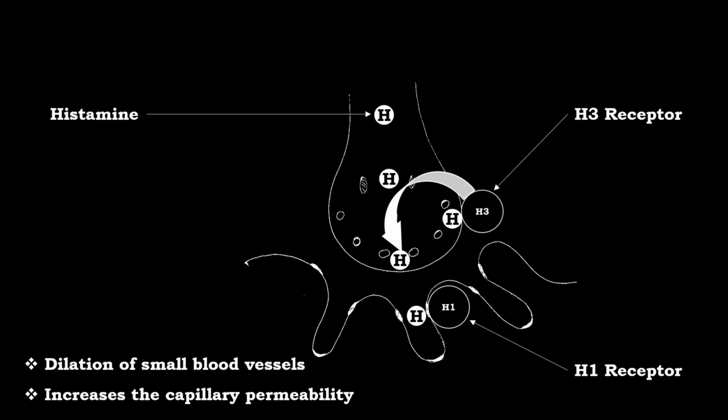Any agent which antagonizes the action of H3 receptor will disinhibit the release of histamine in synaptic cleft. So, H3 receptor antagonists will increase the histamine release and eventually there will be more histamine available to stimulate H1 receptor, which produces small vessel dilation and increases capillary permeability.